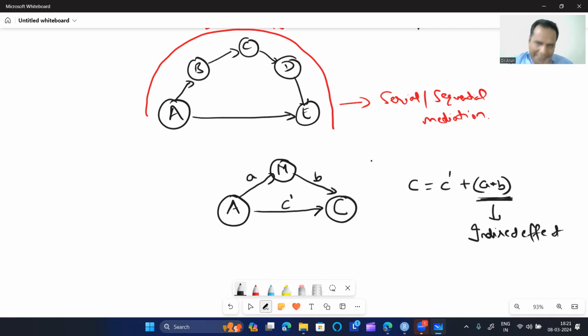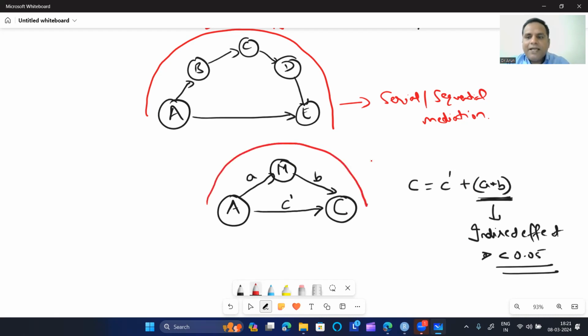If in your analysis this path comes out to be significant, let's say if the p value is less than 0.05, we say that there is a mediation. So for mediation to happen, this indirect path, and when I say indirect path, it means the product of A and B, should be significant. Yes, hope it makes sense.